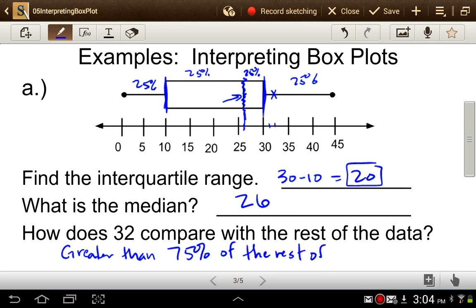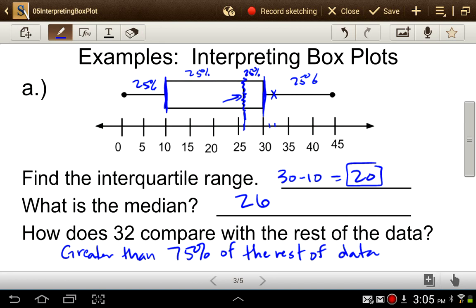Okay? How do I know that? Well, again, I'm just counting 25, 25, and 25. I don't know where it falls in that upper 25. 32 could, I obviously know it's not the max, but is it the next number before the max, or is it the next number after the 75? I don't know. So all I know for sure is that it's greater than 75% of the rest of the data. Okay, so I would say they're in the top 25% or greater than 75%.